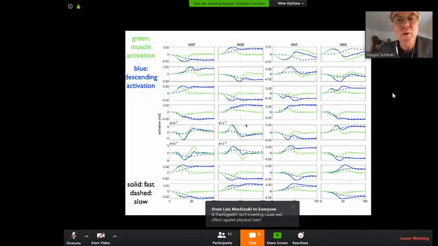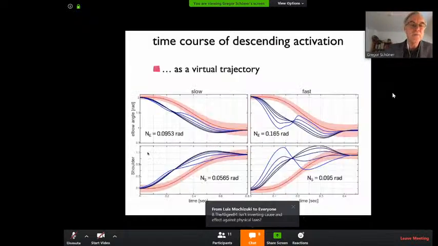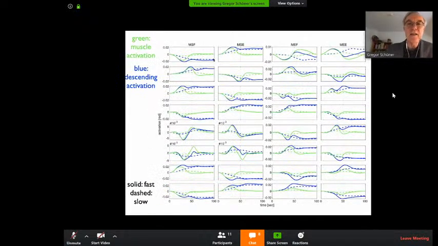You see a chat question: isn't inverting cause and effect against physical laws? So this is just inverting it mathematically. Of course, in the arm, it is the neural commands that force the muscles, and those create the movement. But I can trace it back. So when I say inverted, I can just estimate what the cause must have been from observing the effect. That's very routinely done for just inverting the mechanical part.